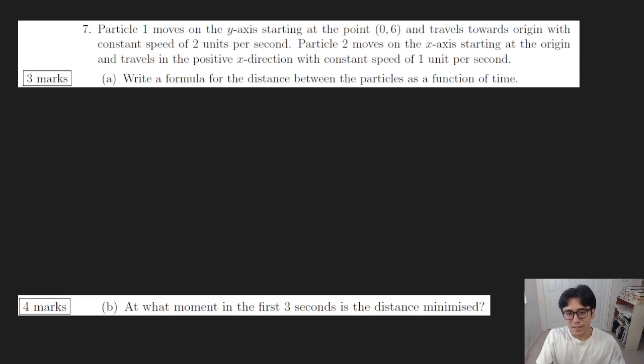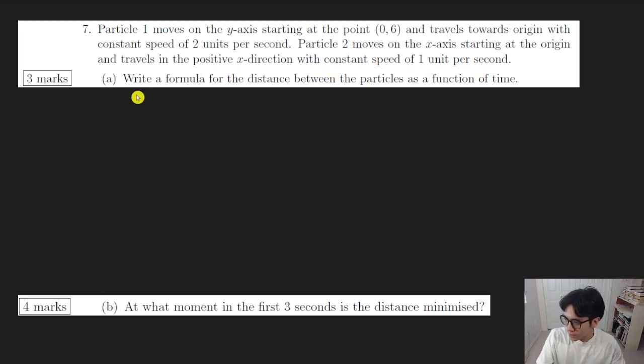Okay, this is UBC Math 100, Past Final Exam 2014, question number 7. It says a particle 1 moves on the y-axis starting at the point (0, 6) and travels towards the origin with constant speed of 2 units per second. Particle 2 moves on the x-axis starting at the origin and travels in the positive x direction with constant speed of 1 unit per second.